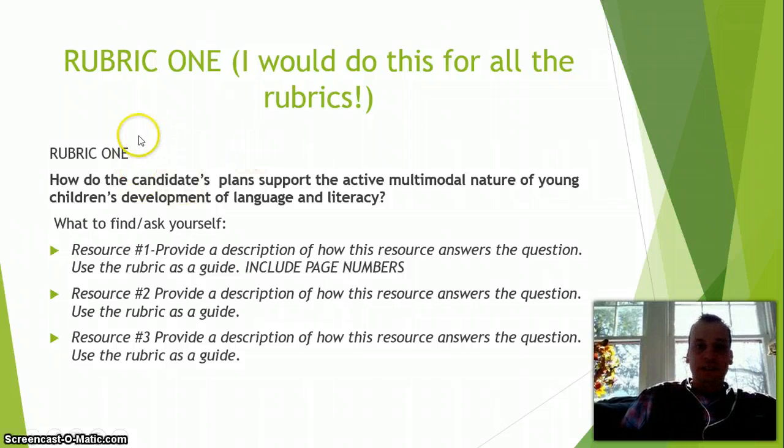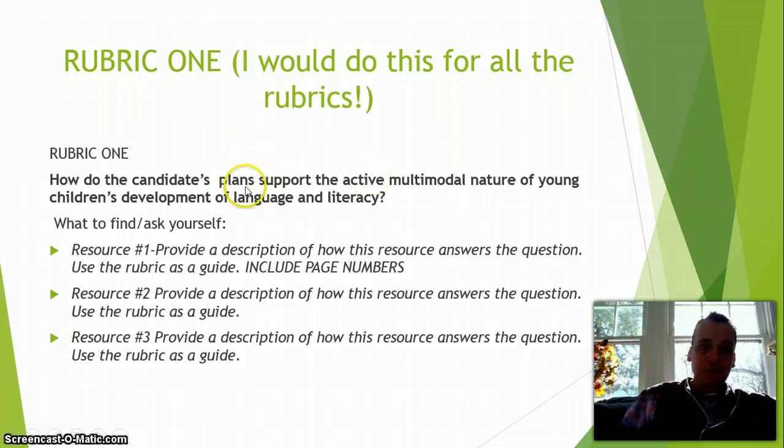All right, here's rubric 1 and the key question. How do the candidates' plans support the active multimodal nature of young children's development of language and literacy? Multimodal. Okay, keep it simple, guys. You've learned about multiple intelligences in your courses. You've learned about learning styles. I suggest starting out maybe with learning styles. That's what I would do, because there's visual, auditory, and kinesthetic. Okay, right? Those are the 3 learning styles. If you include some component of that in each of your lessons, then you can be confident that you're meeting the needs of all of your students rather than just a select few.